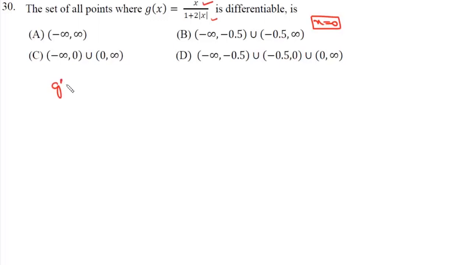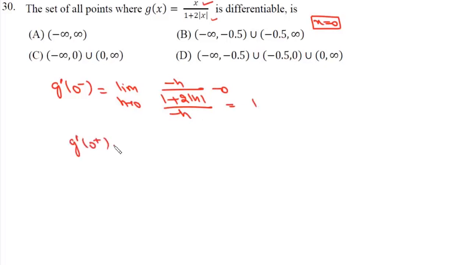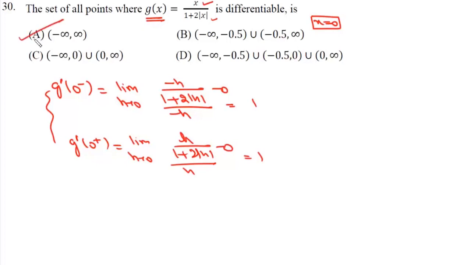Now if we check its left hand derivative at 0, it will be limit h tends to 0 of (minus h upon 1 plus 2 mod h minus 0) upon minus h. Now this is 1, and g dash 0 positive will be limit h tends to 0 of (h upon 1 plus 2 mod h minus 0) upon plus h, which again is 1. So this function is differentiable at 0. So this function g(x) is differentiable for all x belongs to R, and that's your option A.